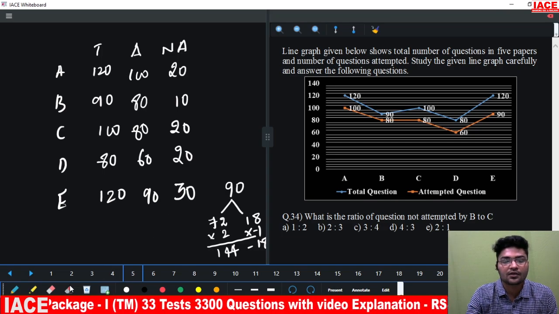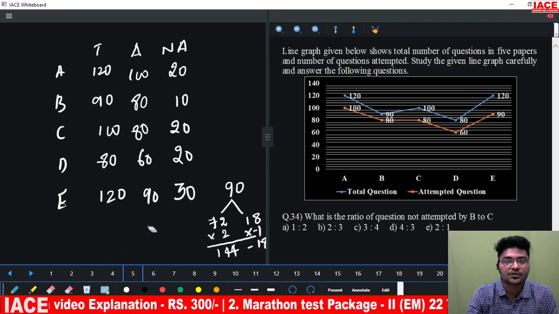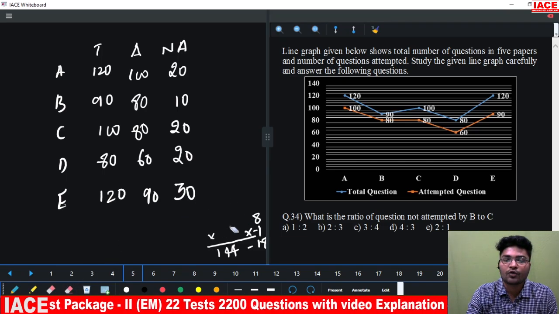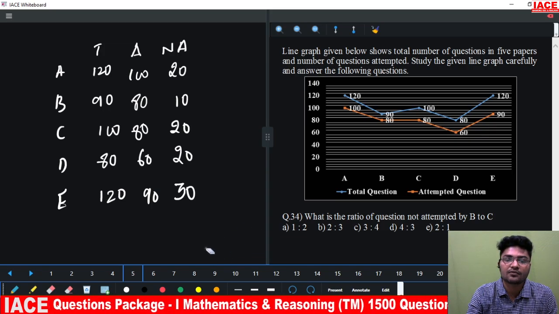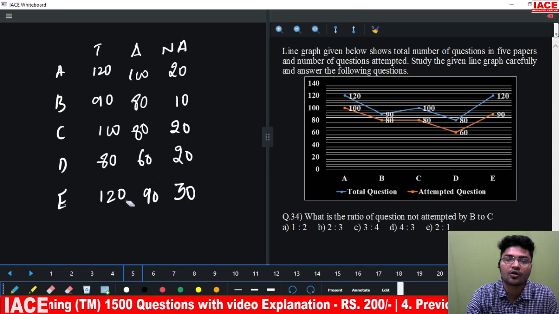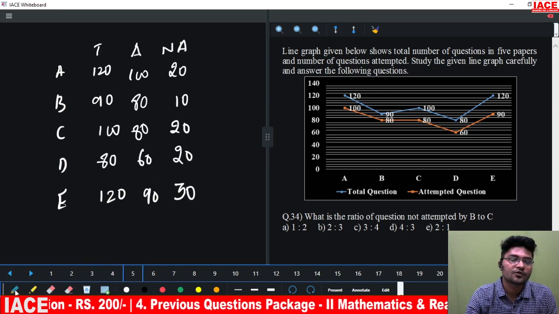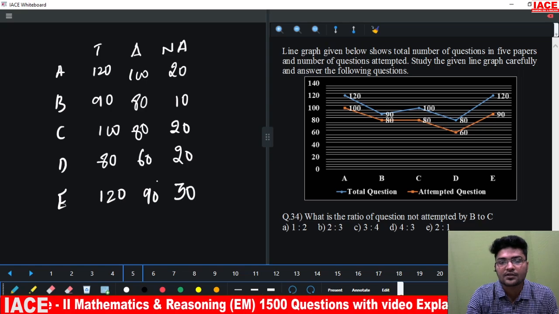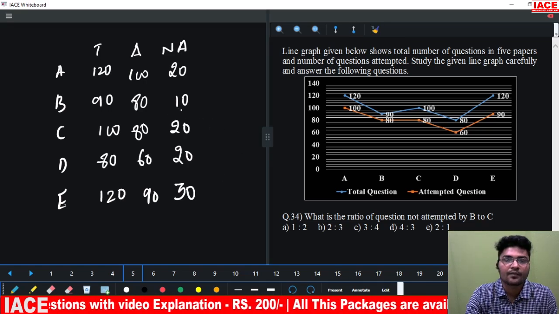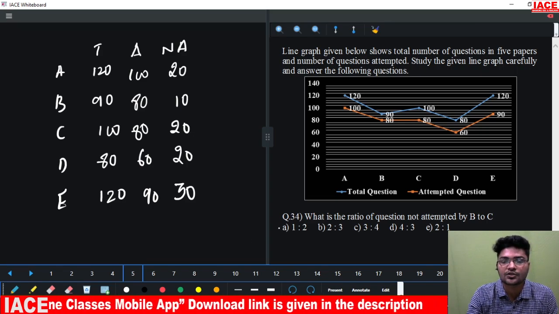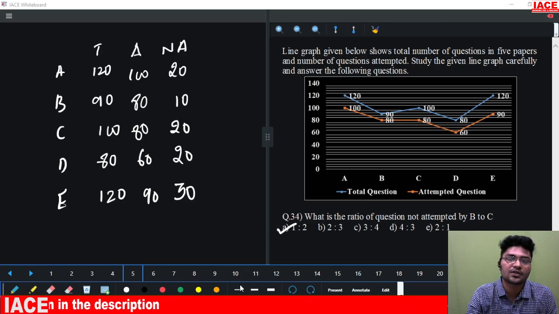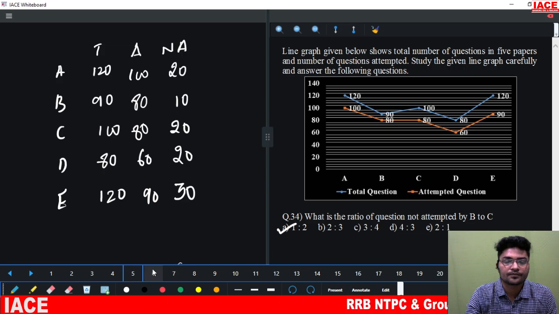Next, question number 34. What is this question asking us? What is the ratio of questions non-attempted by B and C? Because we have already found out non-attempted, this question becomes a lot easier. B is not attempting 10, C is not attempting 20. So the correct ratio will be 1:2. That is option A.